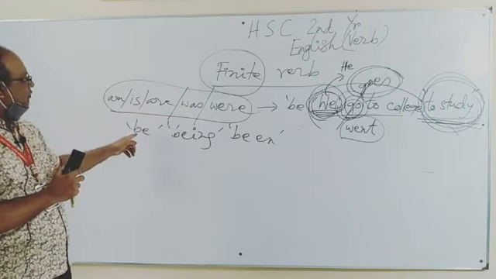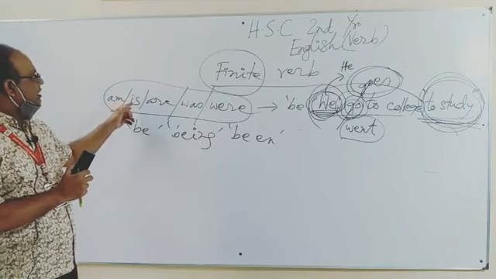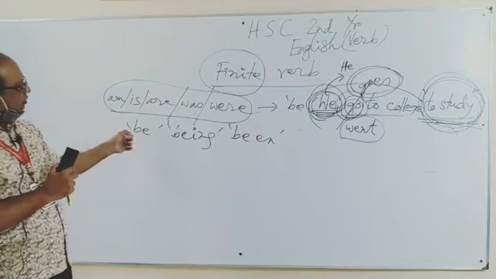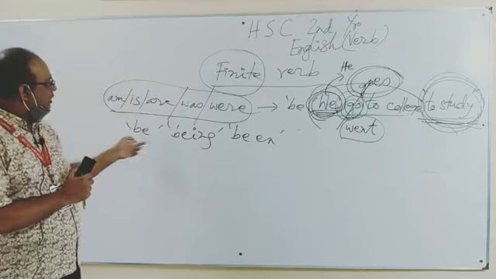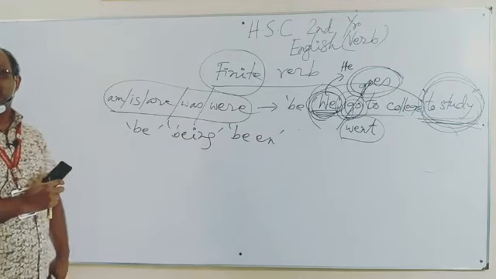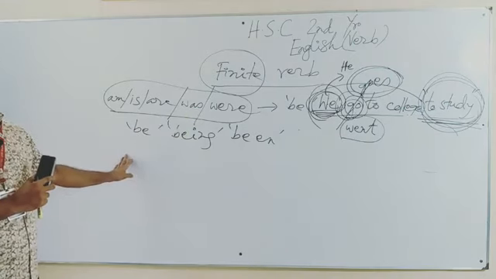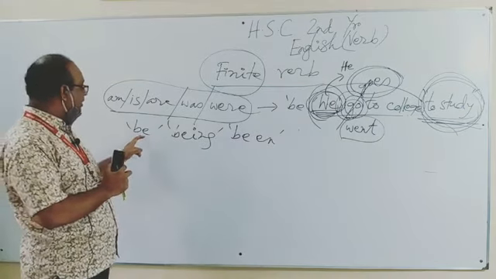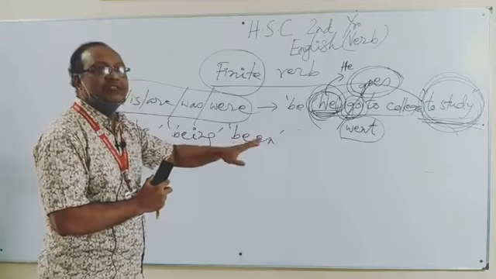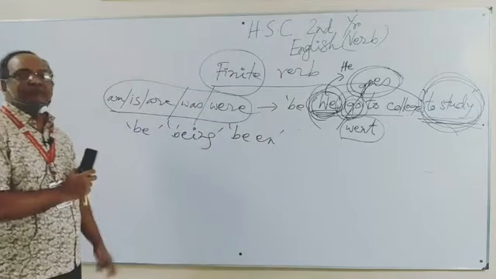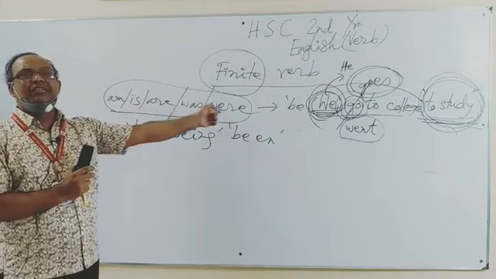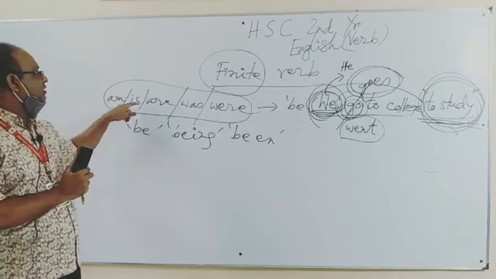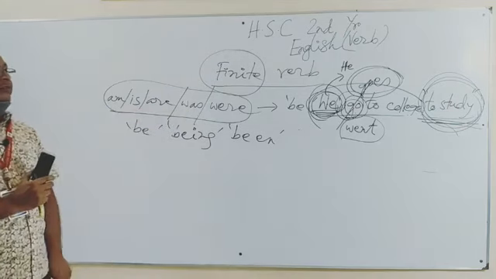The finite forms of the verb be are am, is, are, was, were. These are the finite forms. And what are the non-finite forms of the verb be? Being, been. They are the non-finite forms. That means you cannot make the meaning of a sentence clear by using be, being, been without using other verbs. But you can make the meaning of a sentence clear by using the finite forms of the verb like am, is, are, was, were.